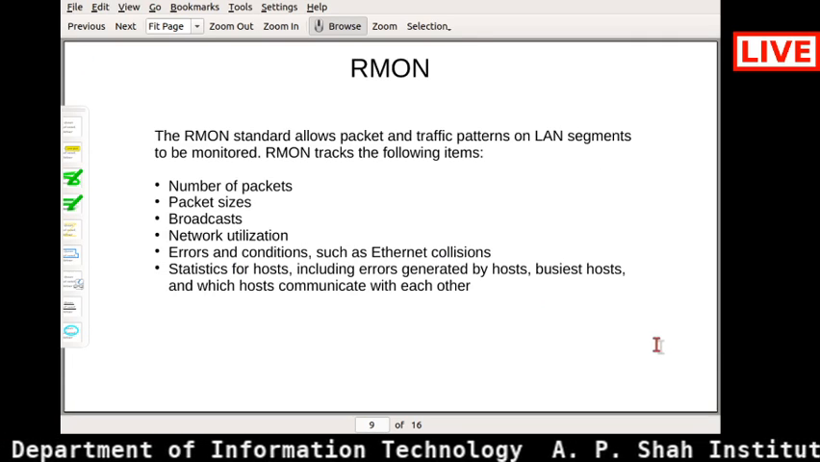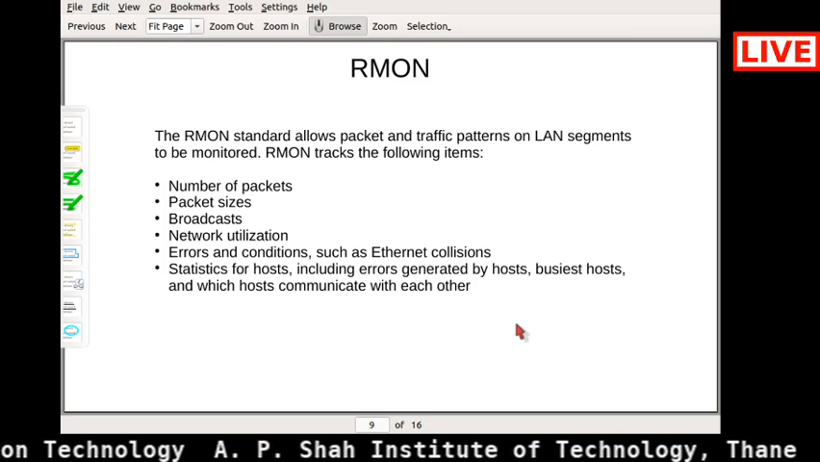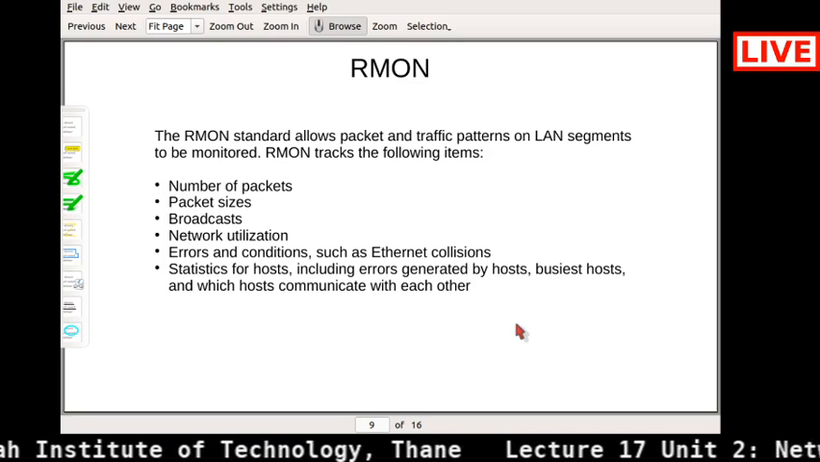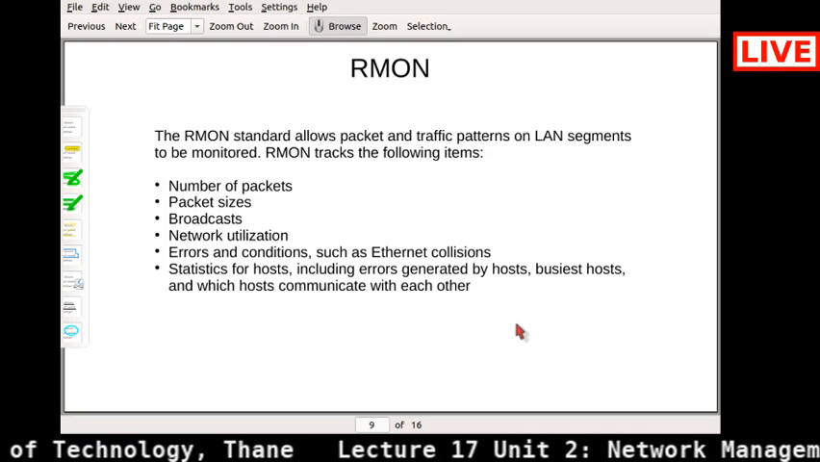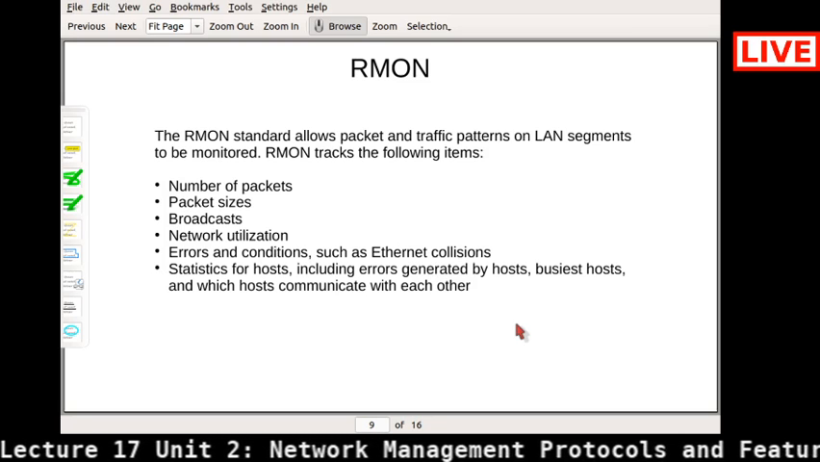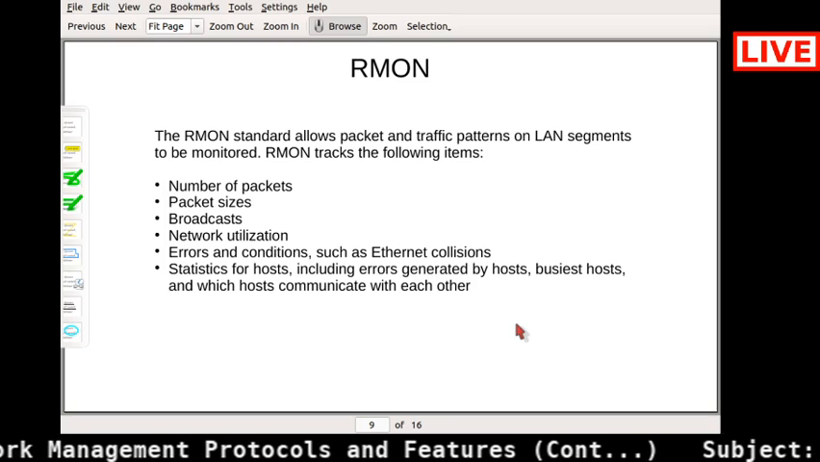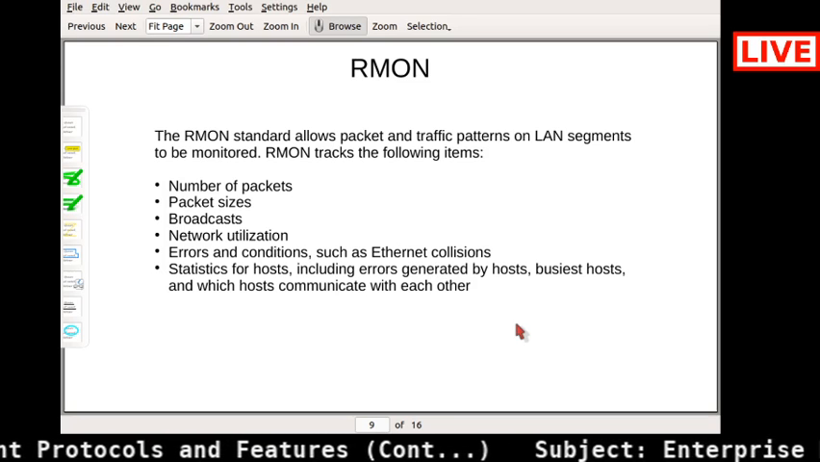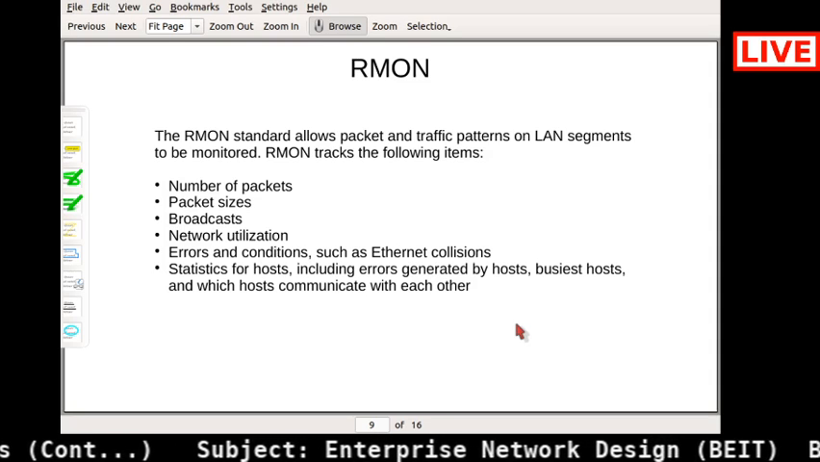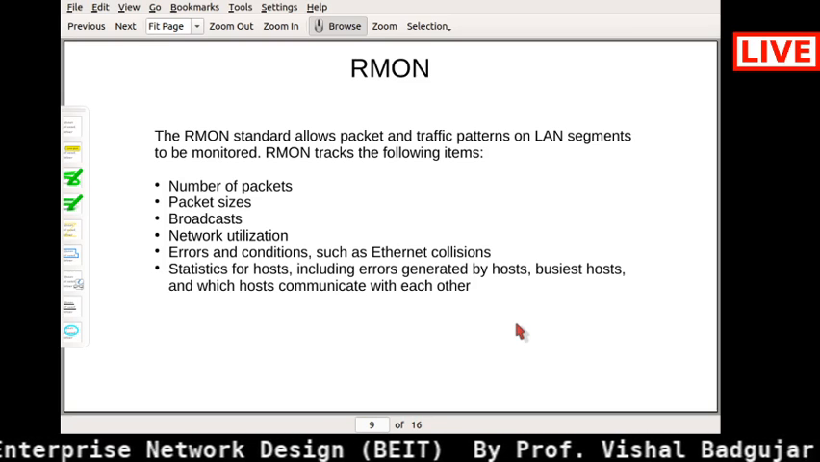Then what are the different features? In RMON we can configure various parts, for example any alarm, or any user-defined threshold you can set. So you can manage the threshold, up to this size of the packet you need to monitor your network. Then you can capture, or you can apply different filters.